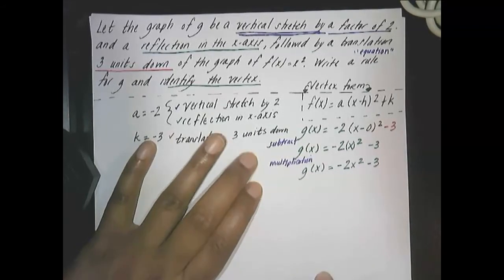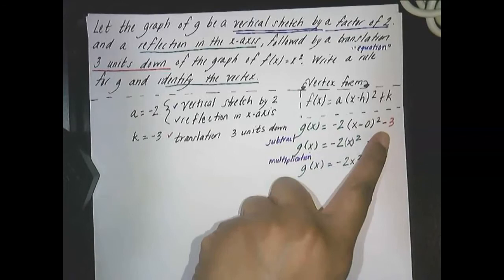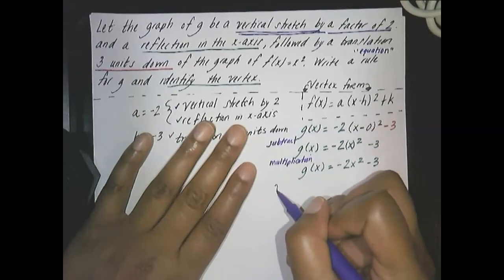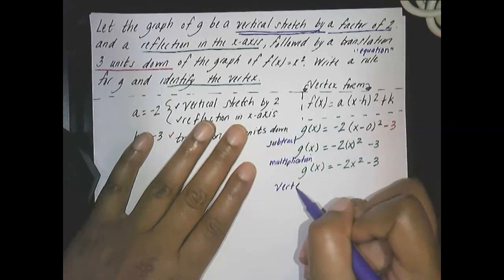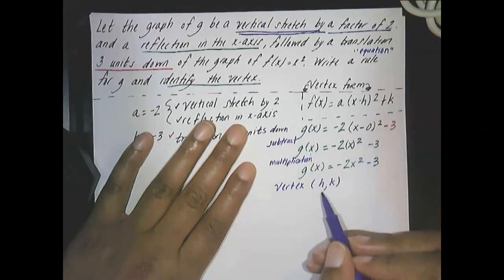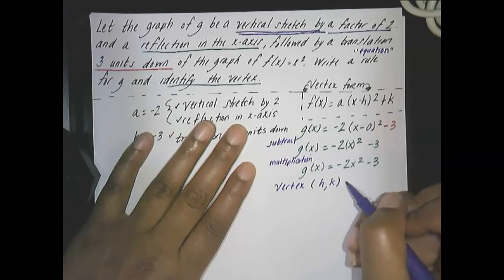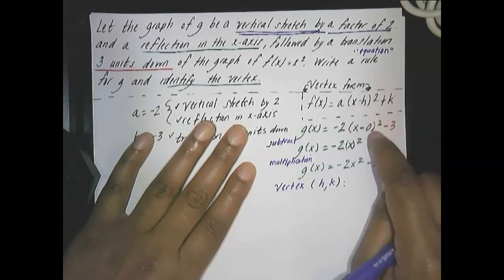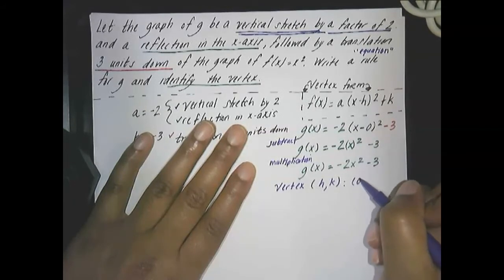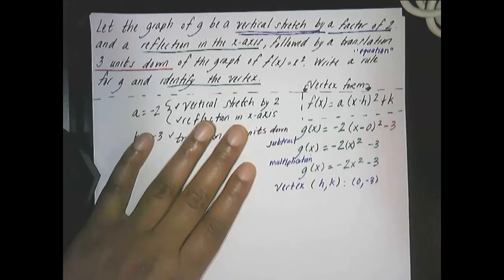One thing that I kind of jumped over: when we had our equation in vertex form, remember our vertex is h comma k, so our horizontal translation and then our vertical translation. In this case, in the place of h we had 0, and in the place of k we had -3. So that's going to be our vertex.